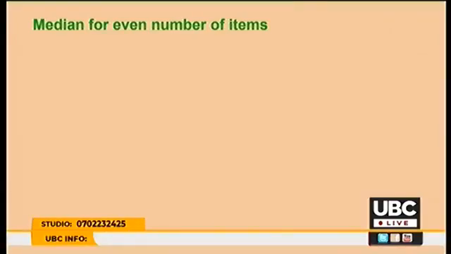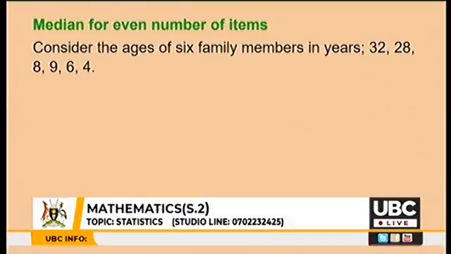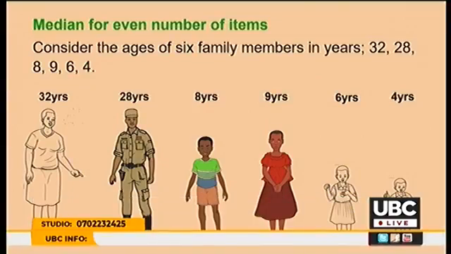Now, from the previous example, we looked at median where we had an odd number of items. We had 5 members, and we could easily get the middle position. Let's consider median of an even number. This time, we are going to have 6. The last example, we had 5 family members, but now we have 6 family members. As you can see on your screen, we have different ages for different members of the family.